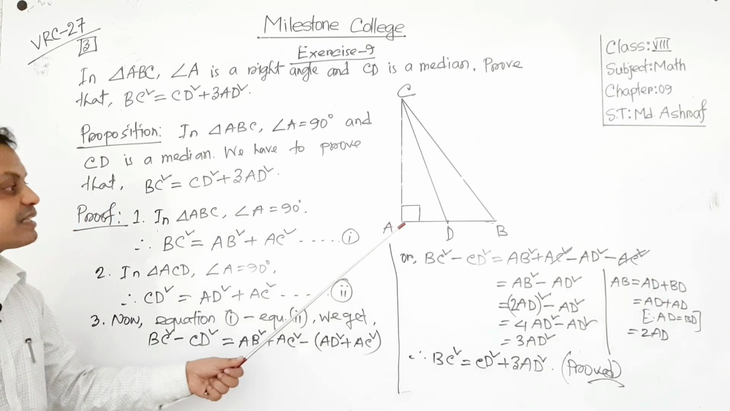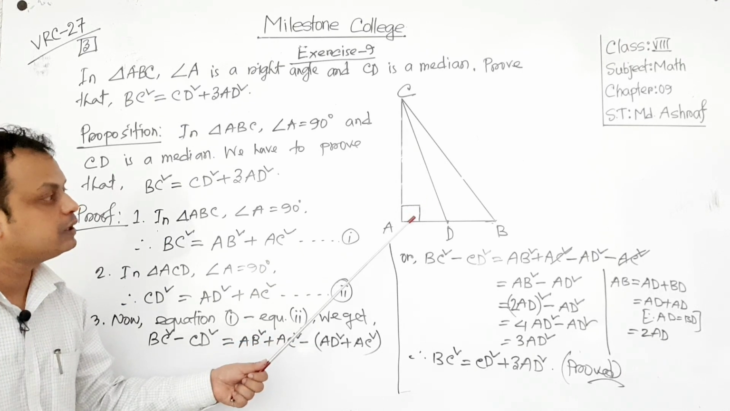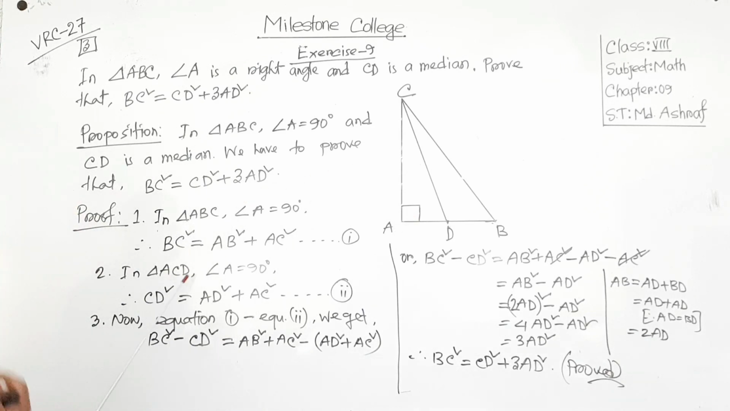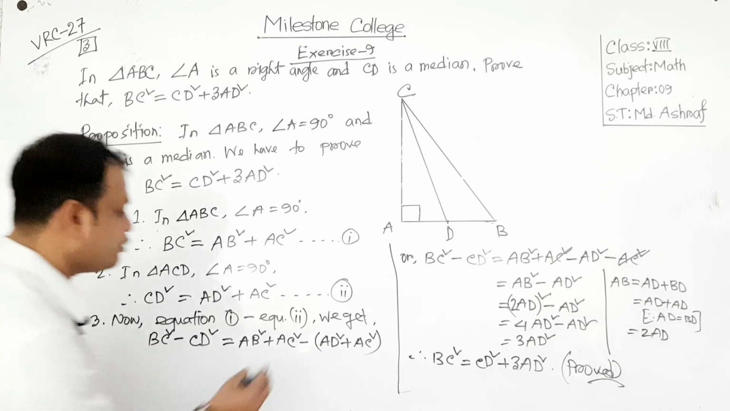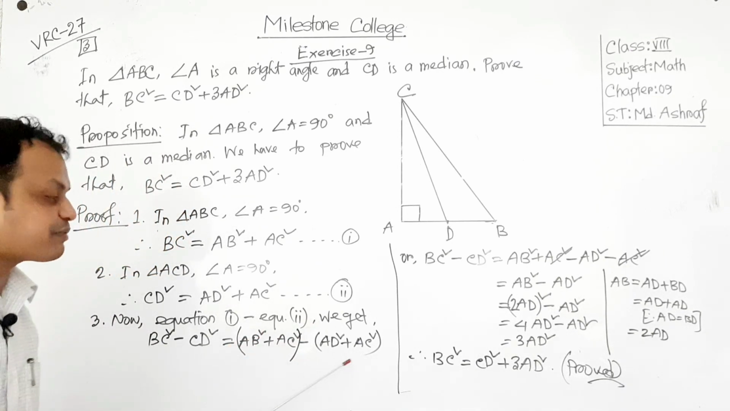Another thing, consider another triangle, and it is ACD. ACD is another right angle triangle because in ACD we get this angle, angle A. So applying the Pythagoras theorem we get CD square equals AD square plus AC square. Now from equation 1 we have to subtract equation 2. Then we will get BC square minus CD square equals AB square plus AC square, and from here we will subtract this part. We can use a bracket here. From 1 we have to subtract 2.